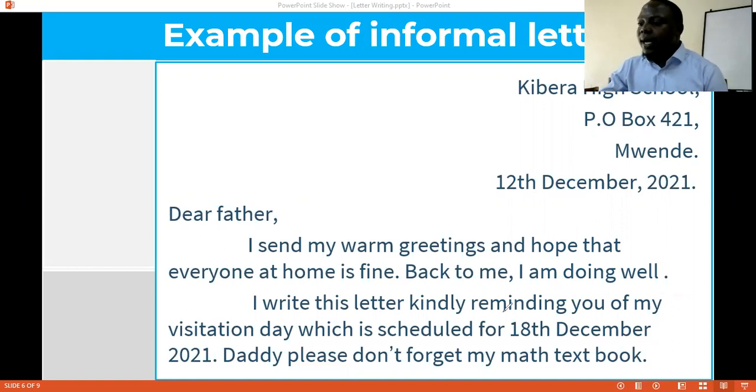I write this letter kindly reminding you of my visitation day, which is scheduled for 18th December. The comma is supposed to be here, comma 2021. Daddy, please don't forget my math textbook. Now you're reminding him, then you're adding additional information. This is what we call the main body. This letter is not yet over. We're going to look at the remaining part in the next slide.